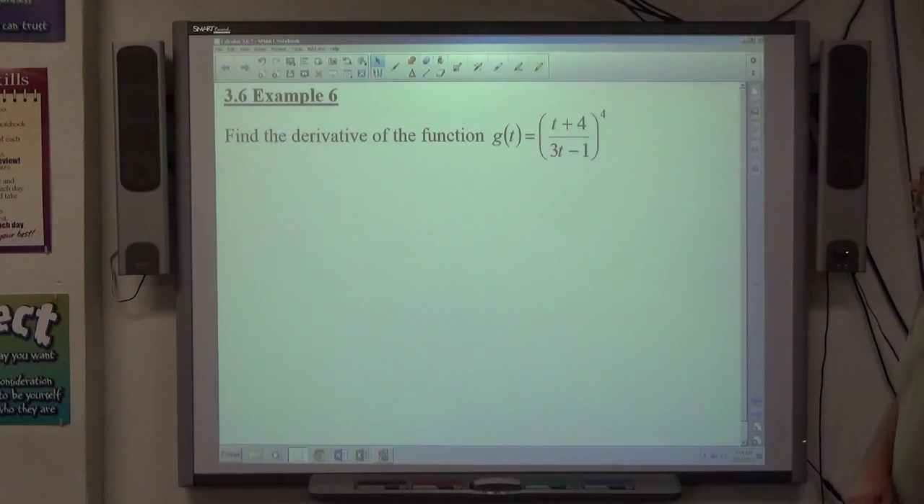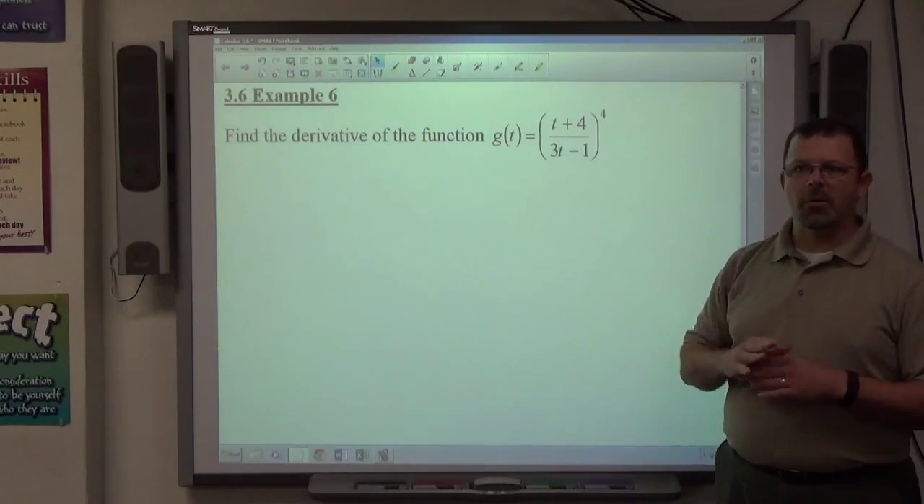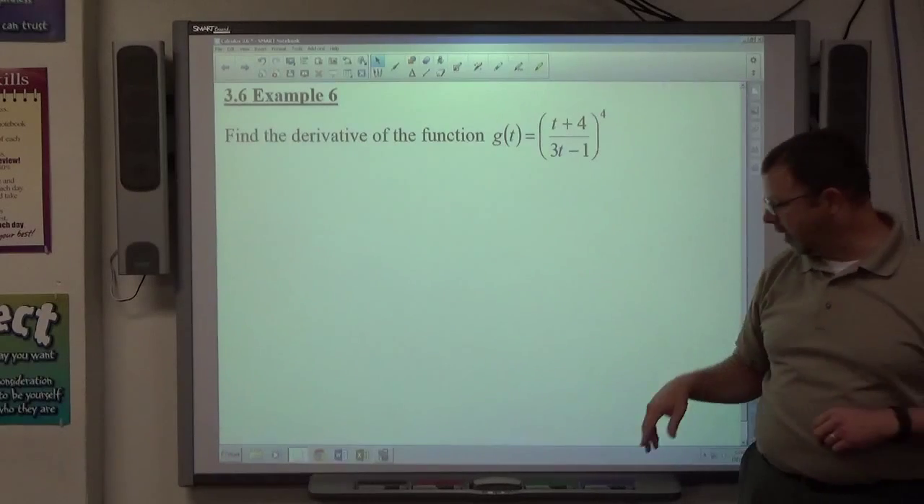All right, example 6. Find the derivative of the function g of t is equal to (t plus 4 over 3t minus 1), all raised to the fourth power. So again, if we're looking at the basic structure of the function t to the fourth power, it's a power structure, right? It'd be 4t cubed and we're done.